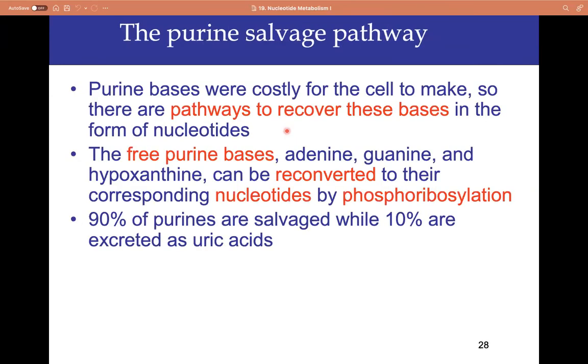Okay, so if purine bases are costly for the cell to make, there are pathways to recover these bases in the form of nucleotides. Remember, we're still talking about purines, so adenine and guanine, and hypoxanthine, of course, for the production of IMP, which is necessary for AMP and GMP production. So 90% of purines are salvaged, while 10% are excreted as uric acid. So only 10% of whatever purines we have are actually excreted. I think I mentioned this earlier as well, but it's just an interesting thing for you to know.